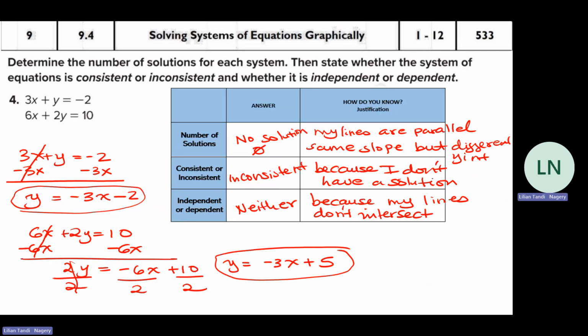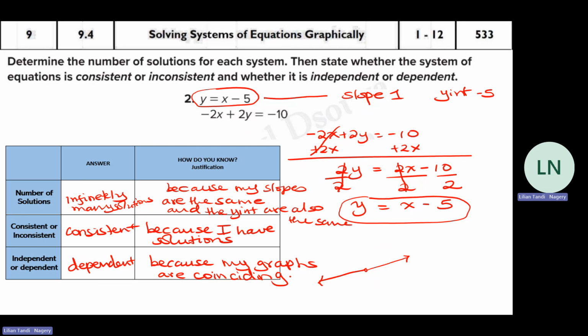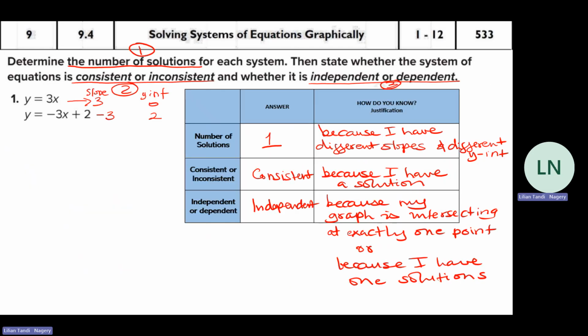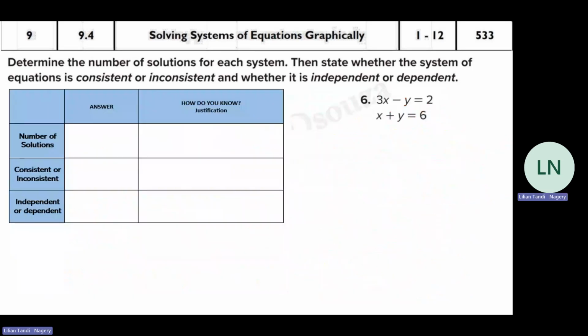Let me just check if I answered my work correctly. So this is no solution here. What did we say? 1. Okay, here. Yes, the equations are the same. Okay, we move on. All right, so now we do this one.